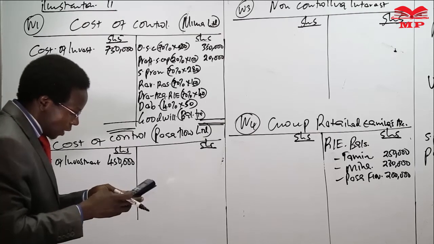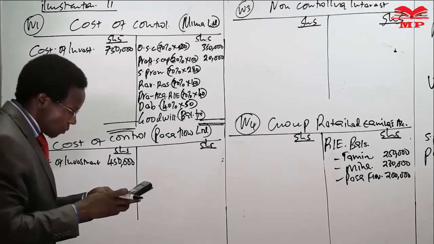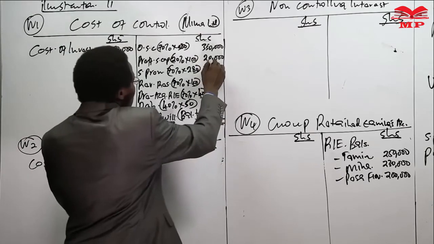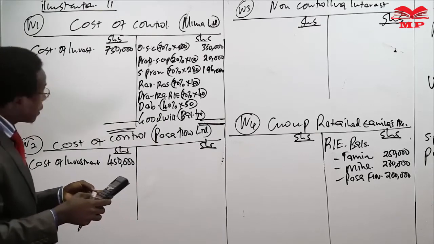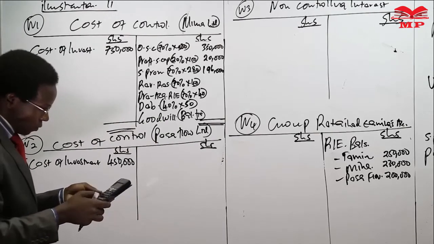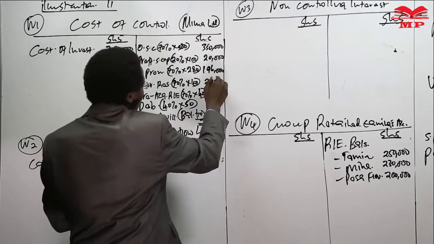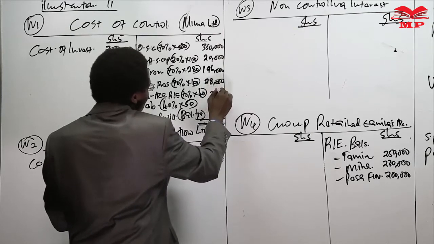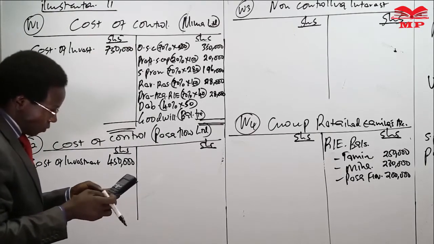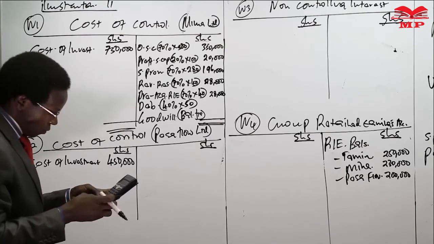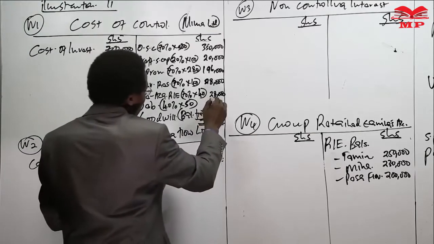That comes to 196. Then we have 70% of 40,000. That's 28,000. And this one, 28,000, the same. Then 40% of 50. This is 20,000.